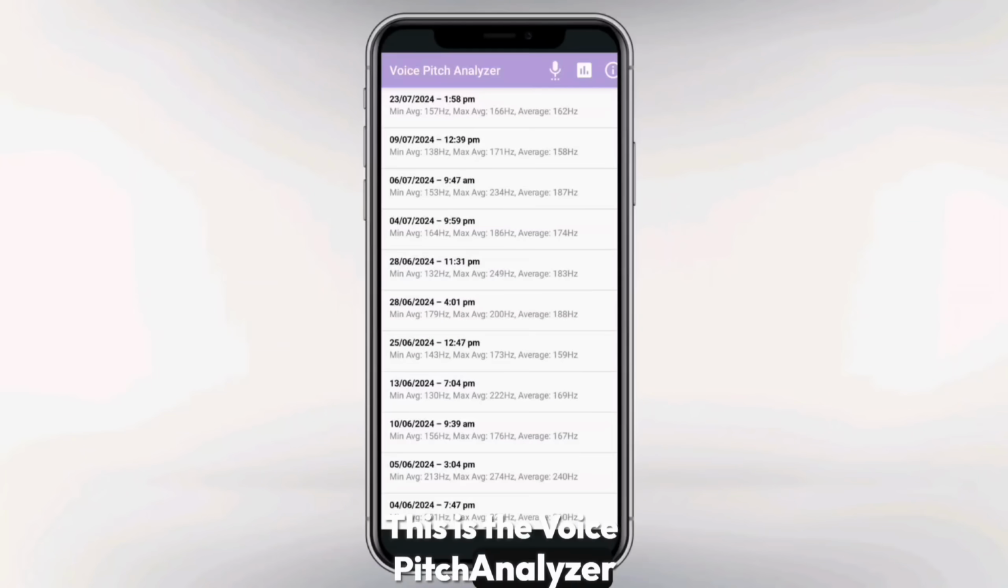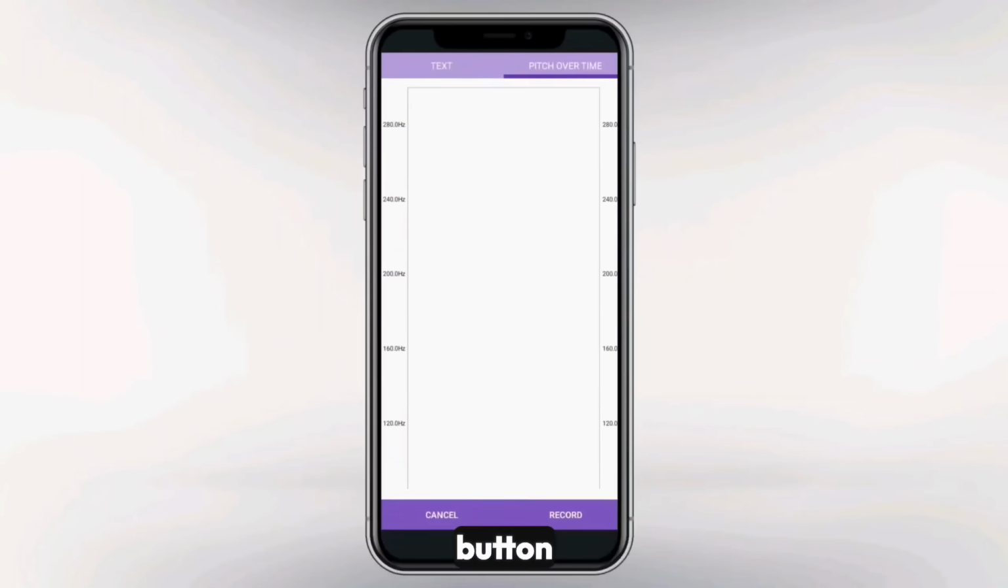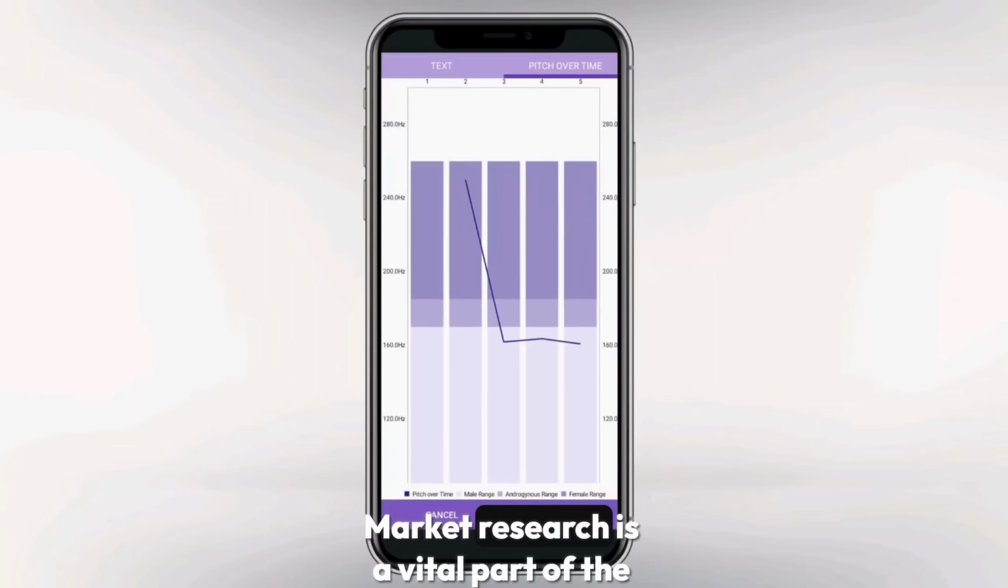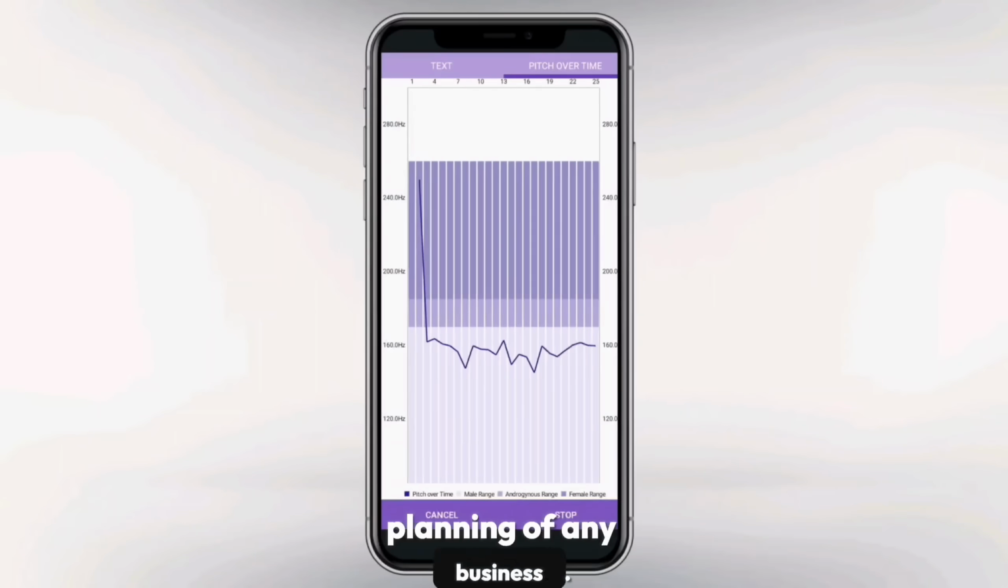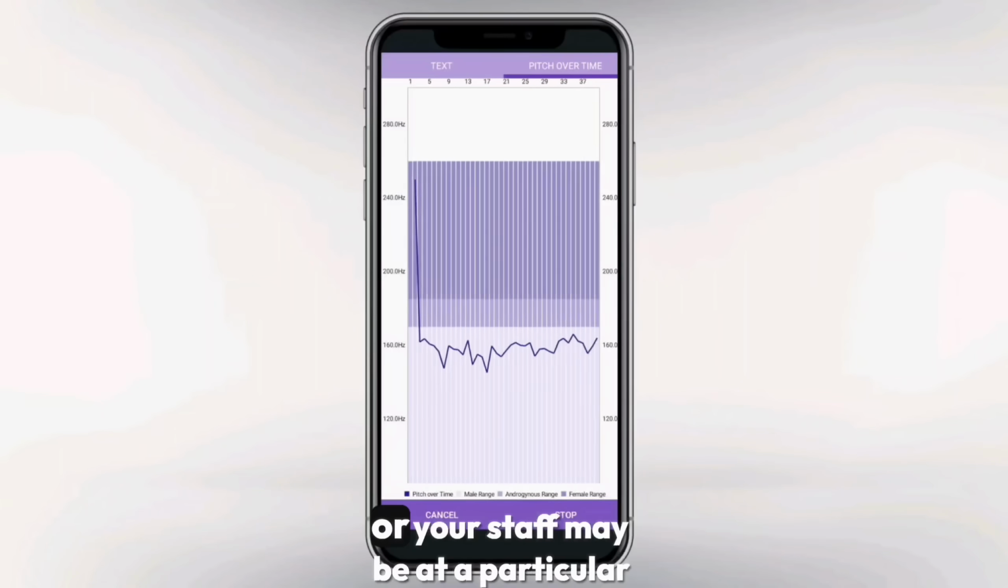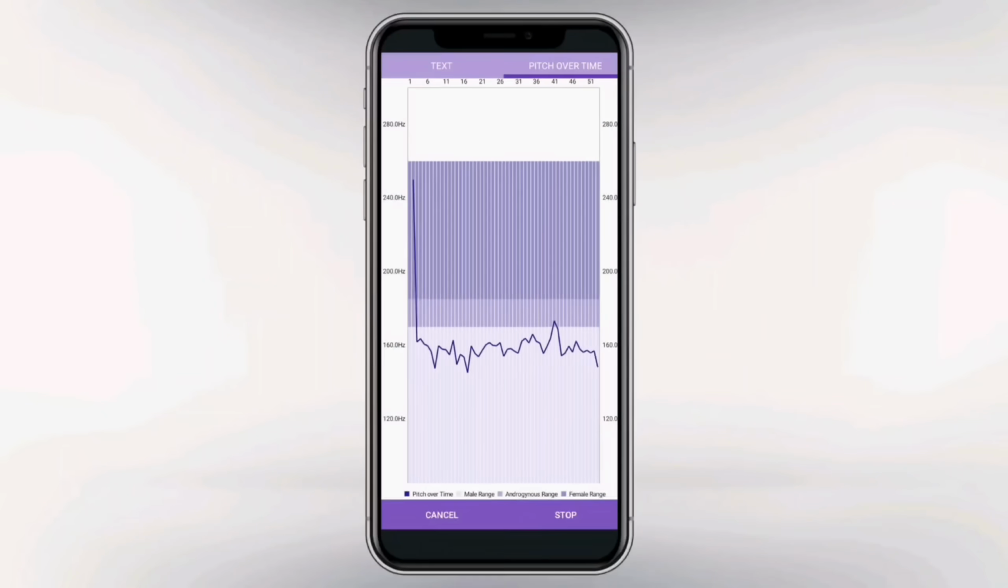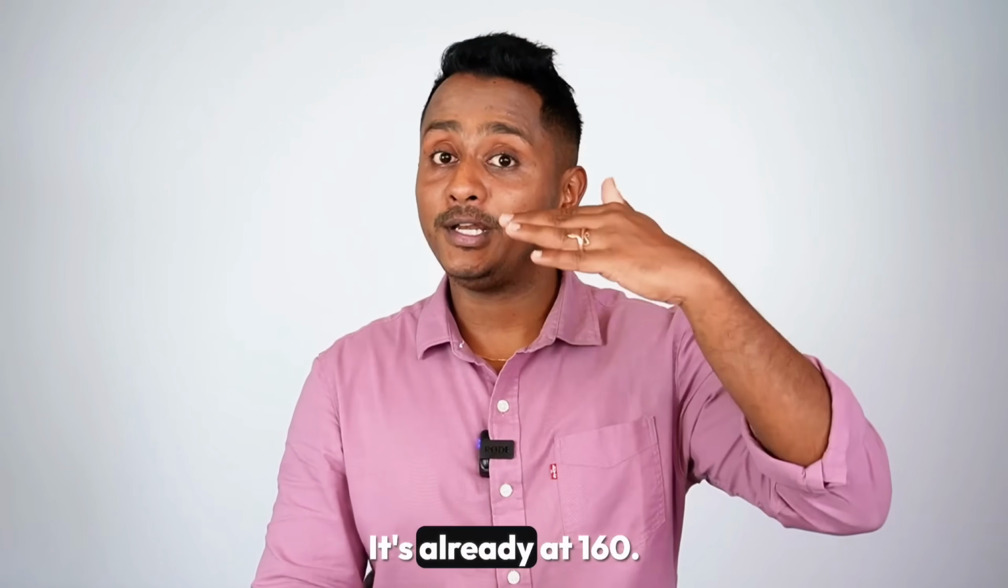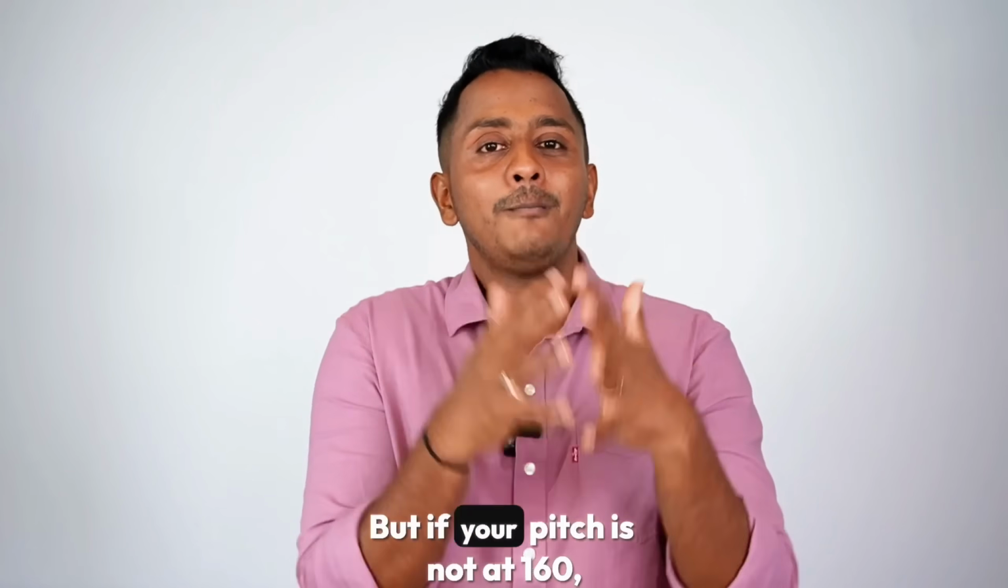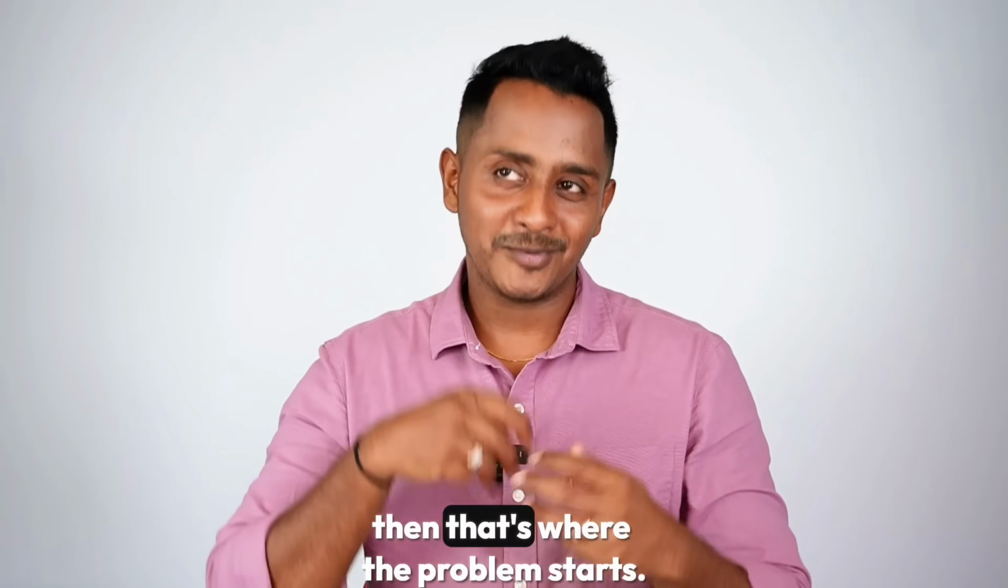This is the voice pitch analyzer application. You click on the microphone button, click on record and start speaking. Market research is a vital part of the planning of any business. However experienced you or your staff may be at a particular field. So now if you pay more attention, that is my normal pitch. It's already at 160. But if your pitch is not at 160, then that's where the problem starts.